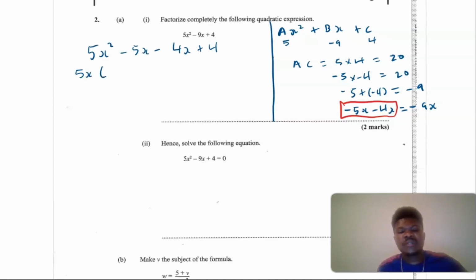Now, if we divide by 5x, 5 into 5 cancel. X into x squared is going to leave us with one of the x's, because there are two x's there. Minus 5 into 5 again cancel, and x into x. 5 into 5, 5x into 5x goes one time.